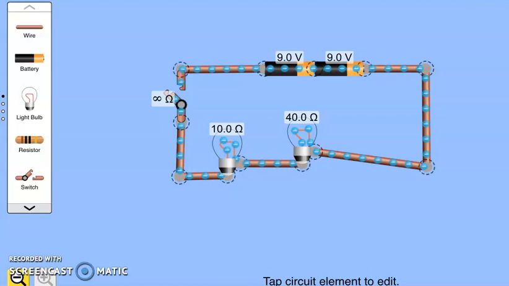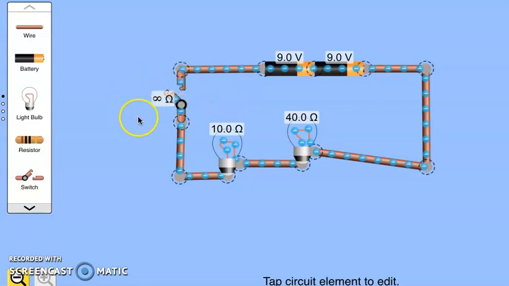Okay, I'm going to use this PhET simulator to replicate a demonstration I would do for you in class after talking about series circuits, or maybe even before. So I have a series circuit with two bulbs in series, a 10 ohm bulb and a 40 ohm bulb. I'm using two batteries in series with one another to boost my EMF to 18 volts, but that's not really relevant, and I have a switch here.